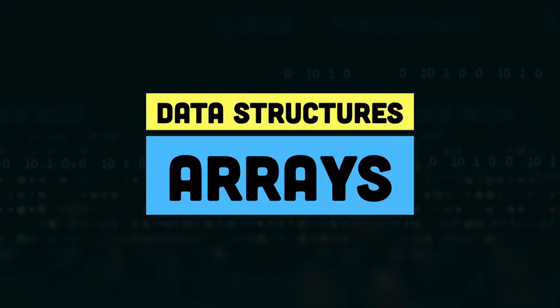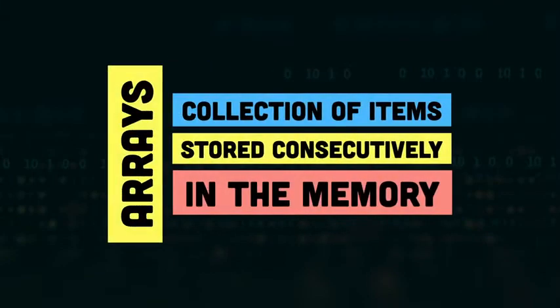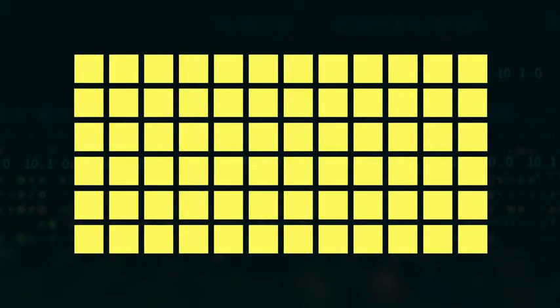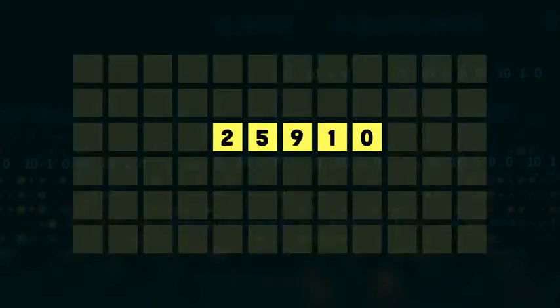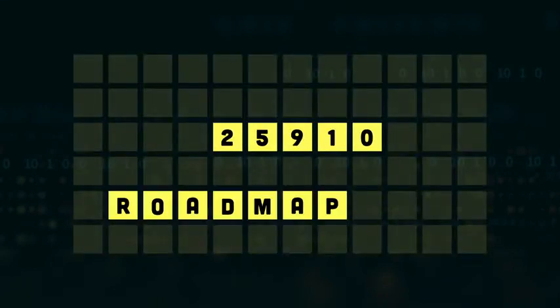So, what's an array? It's a collection of items stored consecutively in memory. Let's say that we have this representation of the memory, where each block represents a slot in the memory. Now you might have an array of numbers or characters, each placed next to the other in the array.